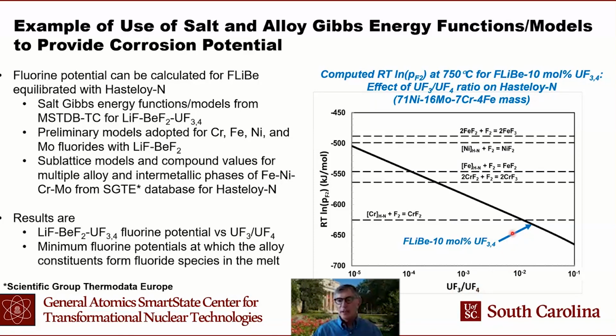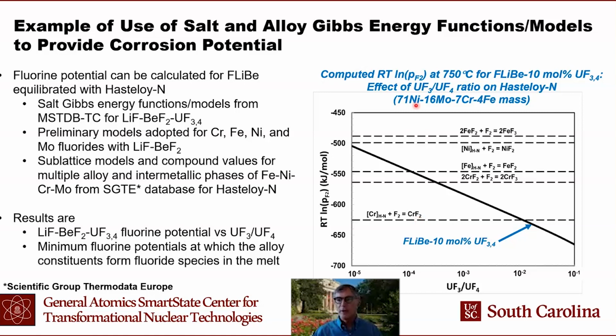And you can overlay on that the fluorine potential at which, for example, chromium, this should be chromium rather, down here, reacts with fluorine to form chromium fluoride. But you can do a better job than just doing that. You can say, using chromium activity in an alloy, what is the fluorine potential at which the chromium will form fluoride?